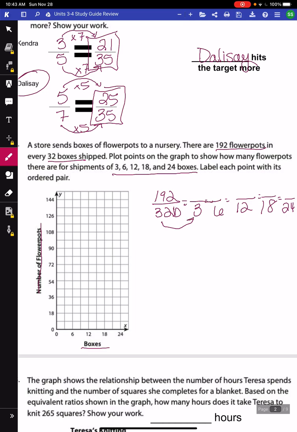It's not really an easy way to go from 32 to 3, but I can work my way down for one box.